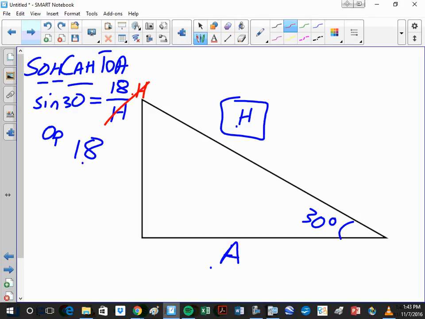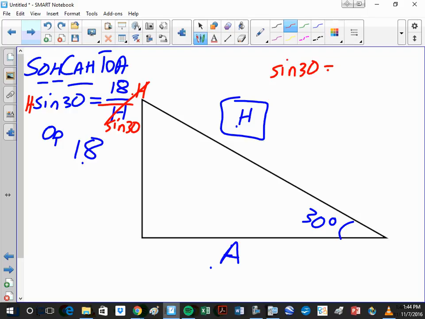I multiply by h, and I have h sine of 30 is equal to 18, but I need to separate the sine from the h. What's holding h and the sine together? What operation is between there? We're multiplying. How do you undo multiplication? You divide. So we're going to divide by the sine of 30. That's the hard way to do it. The easy way to do it is this.